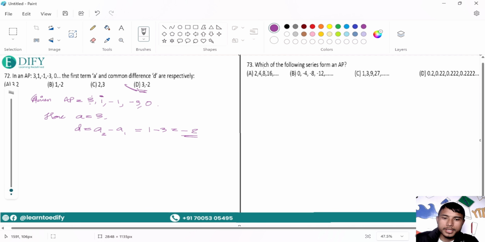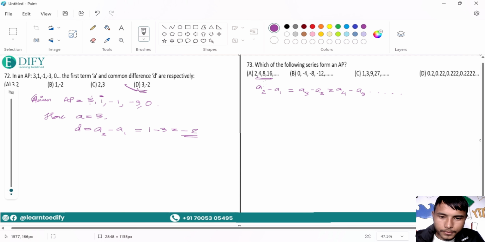Question number 73. Which of the following series form an AP? This is very important. Which series forms an AP? AP basically is arithmetic progression. The common difference D should always be the same. For example, A2 minus A1, which is the common difference, should be equal to A3 minus A2, and equal to A4 minus A3, and so on. The difference between each given number should be the same. So we have to check.